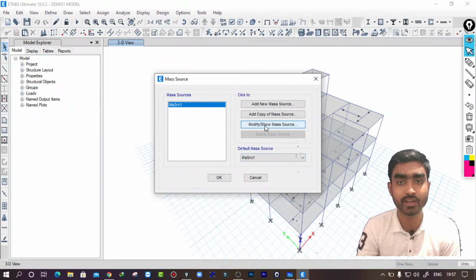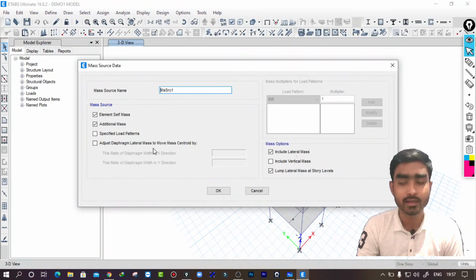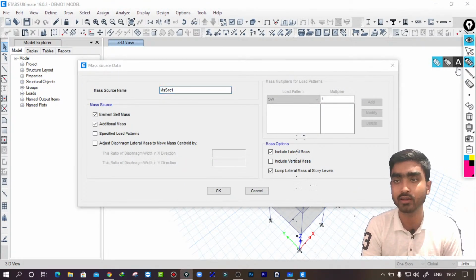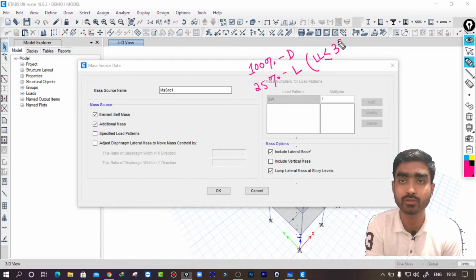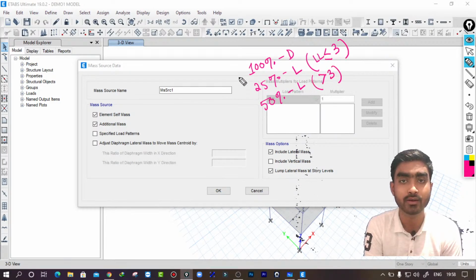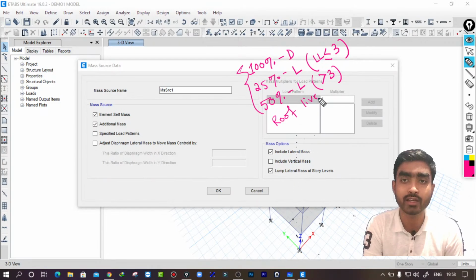Now let's modify this mass source. Here mass source means the seismic mass. If you see IS 1893 2016, 2002, whatever code, it says we should consider 100% of dead load, which includes the self weight also, 25% of live load when your live load is less than or equal to 3 kilonewton, or 50% of live load when your live load is greater than 3 kilonewton. And you should not consider the roof live load for seismic weight calculation.